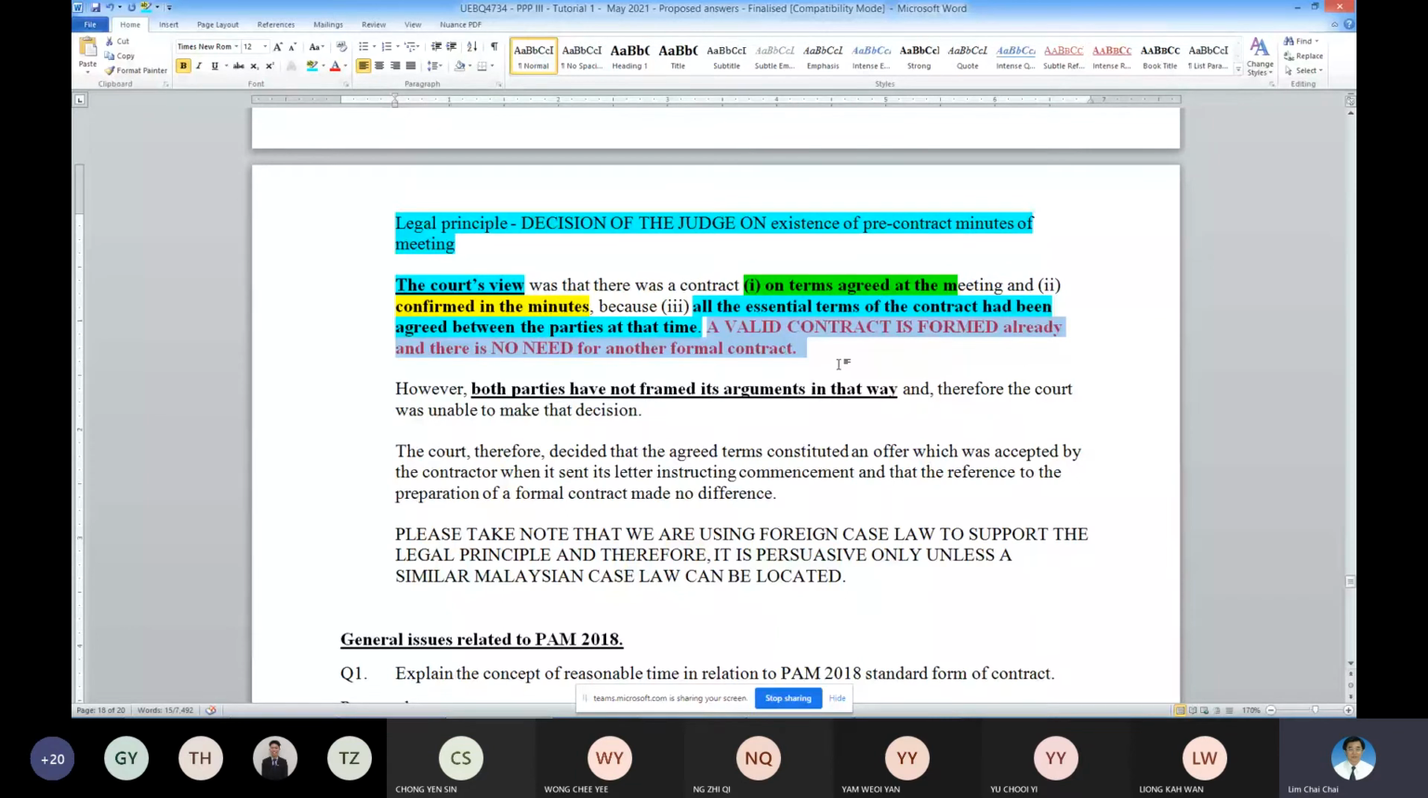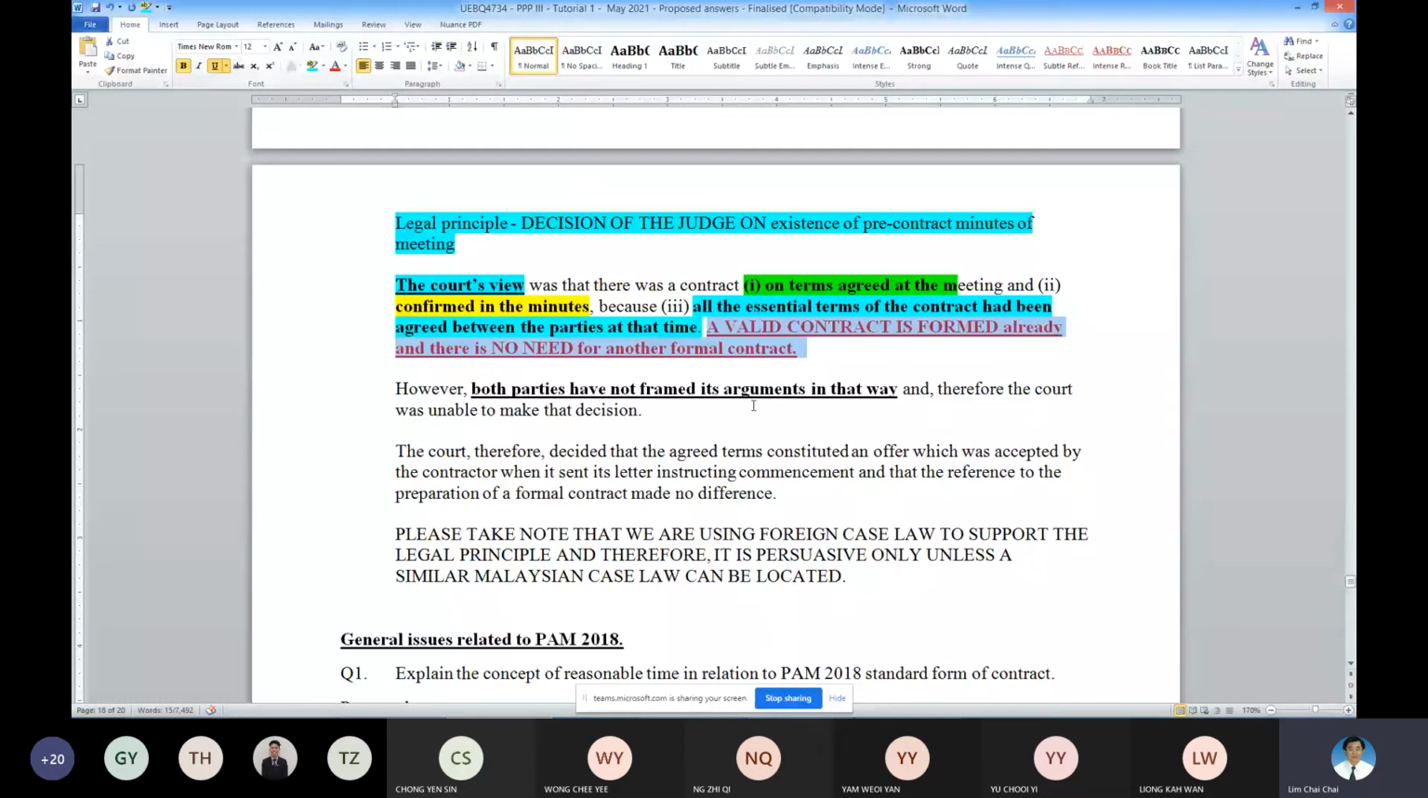Minutes of meeting can sometimes be the basis of a contract. So be careful. In future, when there are minutes of meeting and there is agreement, then it can form a contract. If there's a disagreement, then it doesn't form a contract. In this case, all the terms are agreed, everything. So the judge says everything is agreed, this is a valid contract. Okay, so the judge goes further.